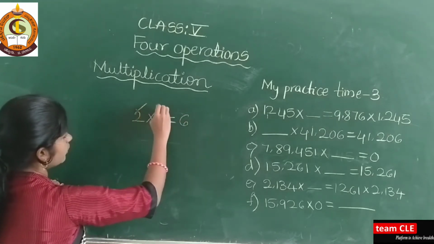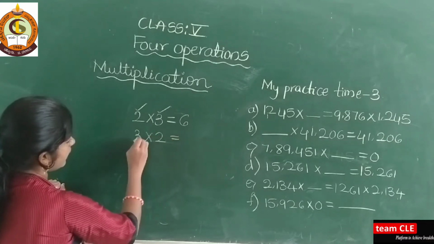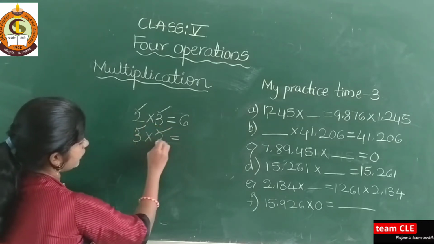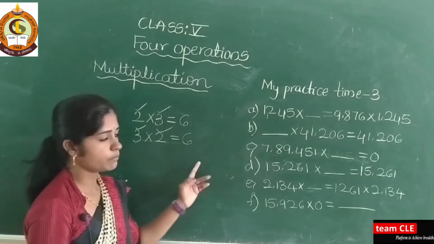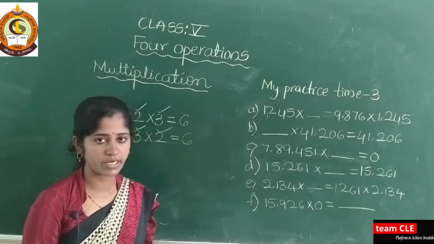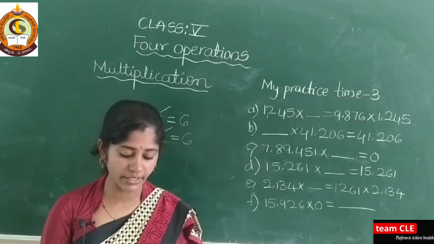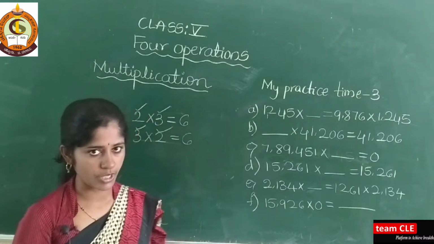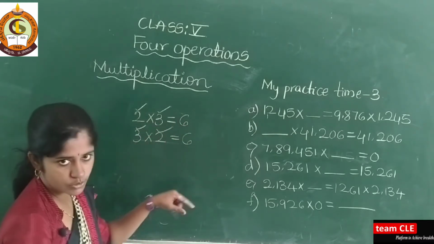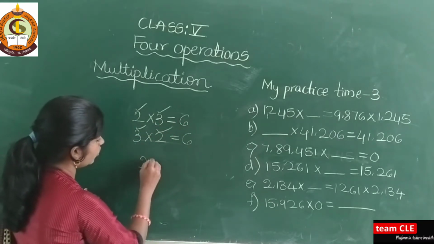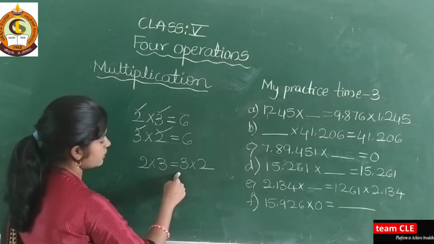Here the order 2 and 3 is there. Next I will change the order, 3 into 2. Here 3 is there and here 2 is there. 3 2s are 6. It means if we interchange the order, the product will not change. It becomes the same. So property number 1 is: numbers multiplied in any order give the same product. I took 2 into 3, which is 6, and 3 into 2 is also 6. So we write 2 into 3 is equal to 3 into 2.